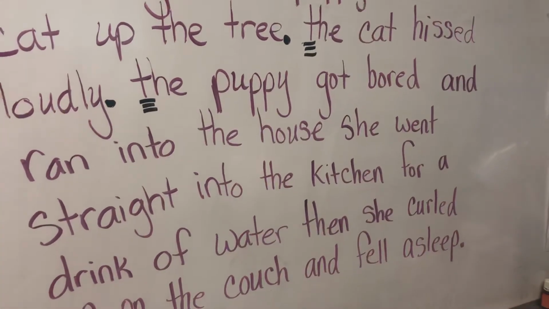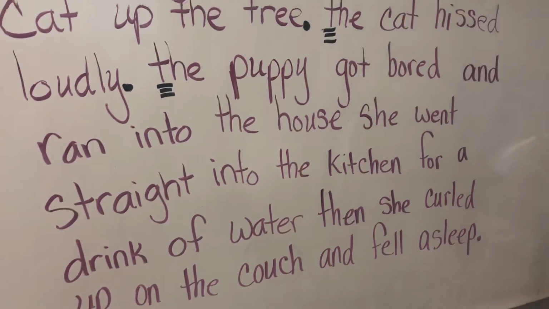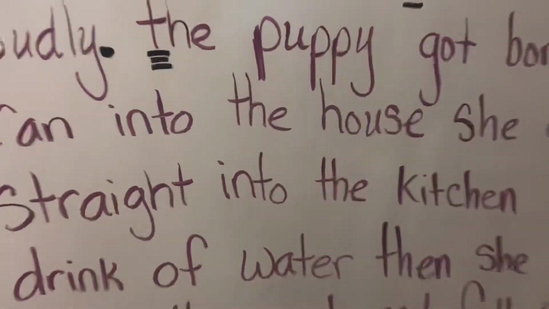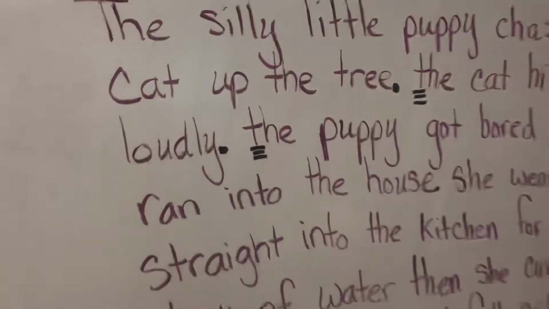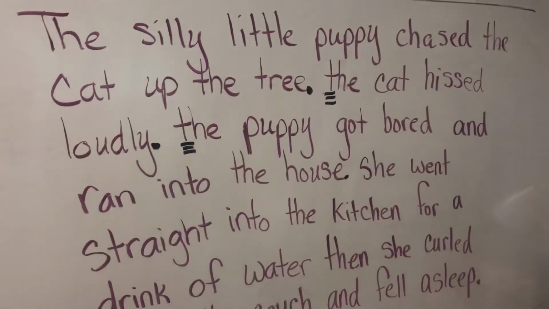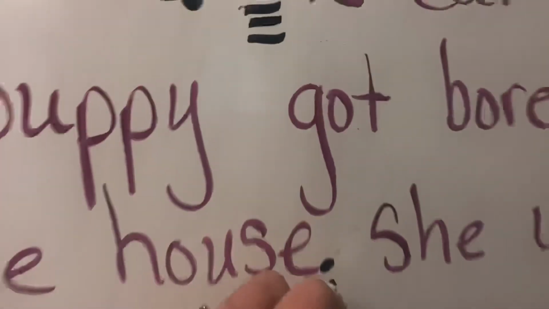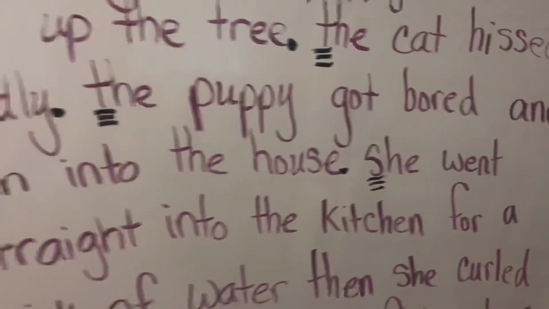Oh, I see a conjunction. So let's see if it did two things. It got bored and ran into the house. Okay, there's my sentence. So it's not a compound sentence. It has a compound predicate because the puppy did two things there. It got bored and then it ran into the house. All right. So I have to capitalize the S on she.